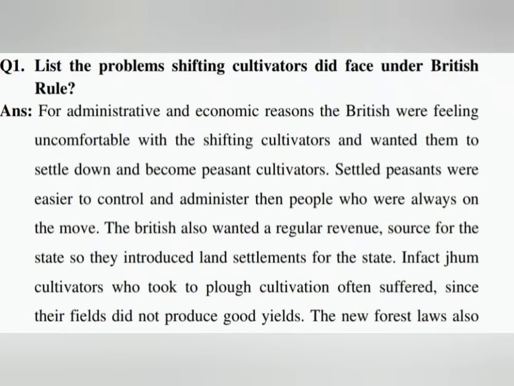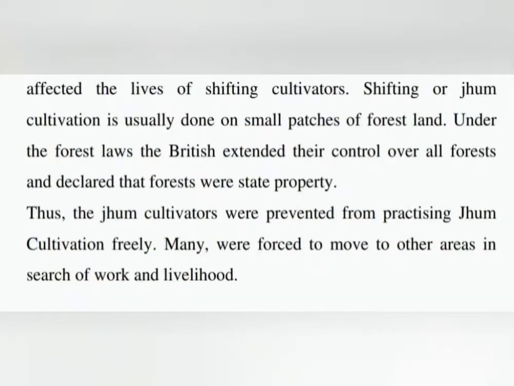The new forest laws also affected the lives of shifting cultivators. Shifting or Jhum cultivation is usually done on small patches of forest land. Under the forest laws, the British extended their control over all forests and declared that forests were state property. Thus, the Jhum cultivators were prevented from practicing Jhum cultivation freely. Many were forced to move to other areas in search of work and livelihood.